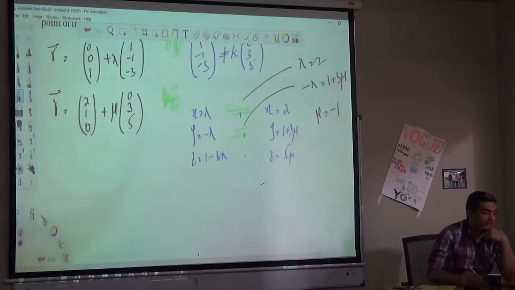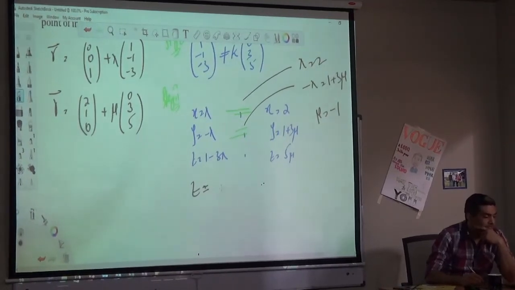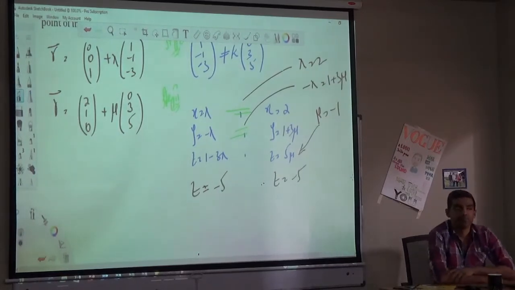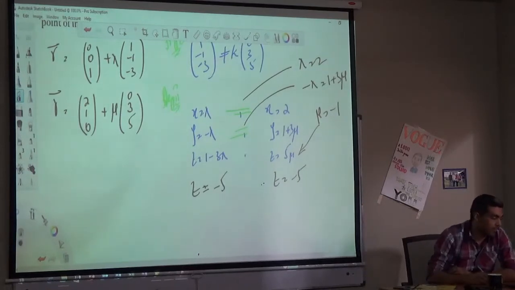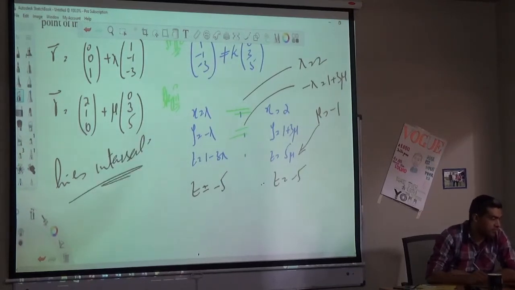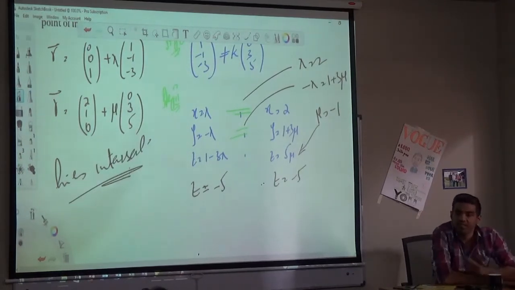So when you plug these in, the z value that you get by plugging in lambda is minus 5, and the z from here also is minus 5. Hence, the lines intersect. Now we have just shown that the lines intersect.